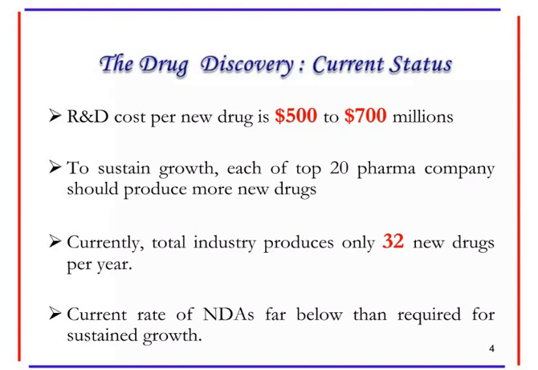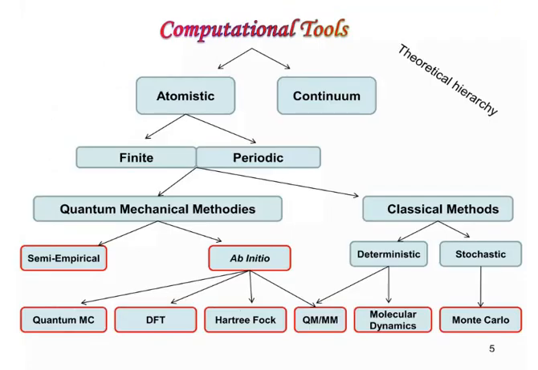Now, drug discovery, the current status. R&D cost per new drug is like that. You can see this million. To sustain growth, each of the top 20 pharma companies should produce more new drugs. Currently, the total industry produces only 32 new drugs per year. The current rate of NDA is far below that required for sustained growth.